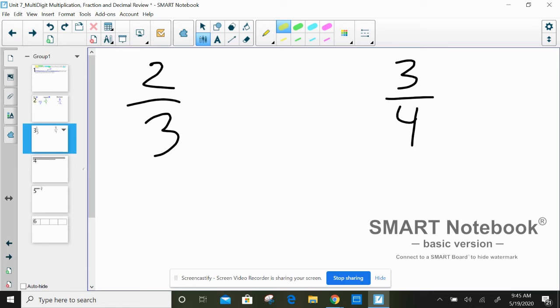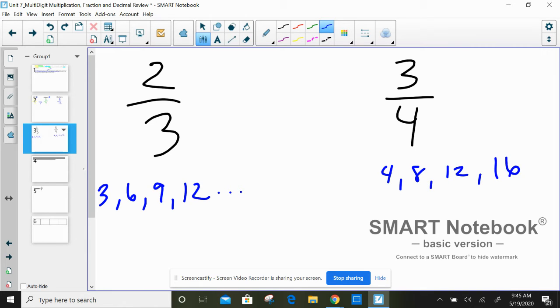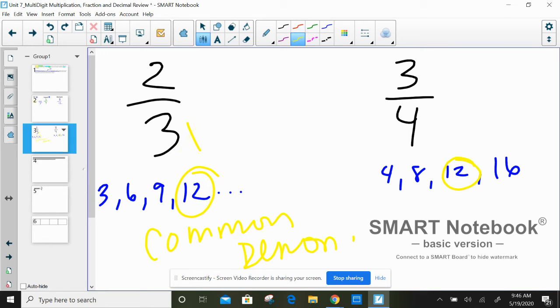The multiples is just when you're multiplying by that number, when you're skip counting by that number. So for example, the multiples of 3: 6, 9, 12, on and on. And 4, it's 4, 8, 12, 16. Oh look, they both have 12. That means 12 is a common denominator. The common multiple. So to make this 3 a 12, we would need to multiply it by 4. That will give us 12.